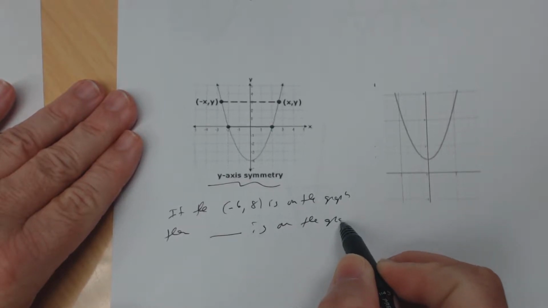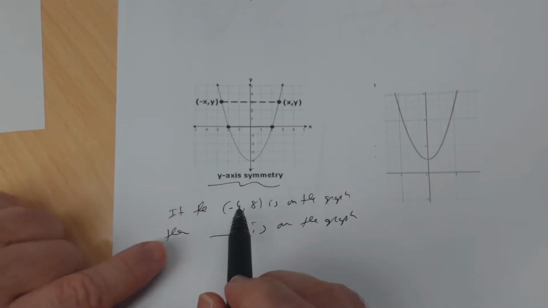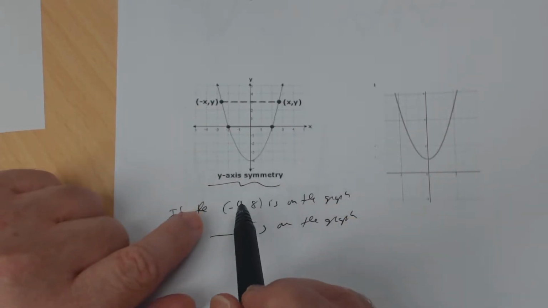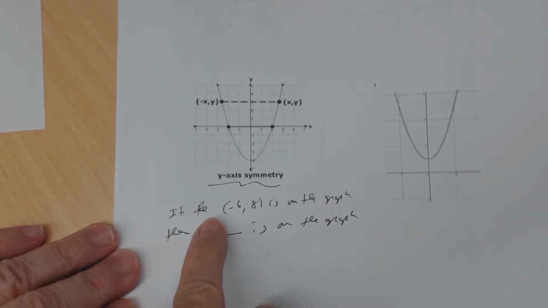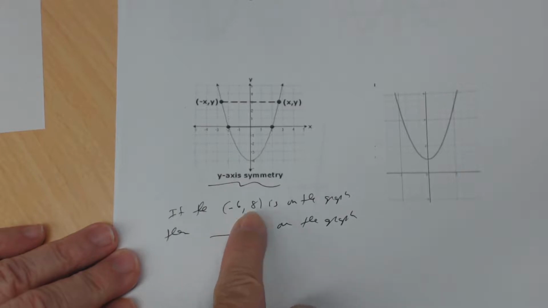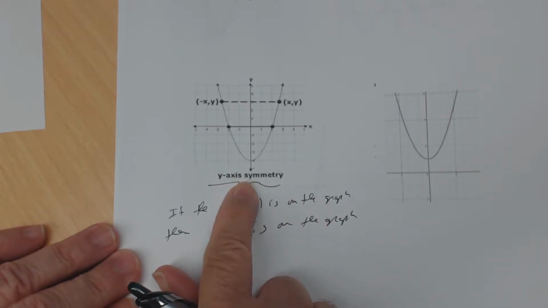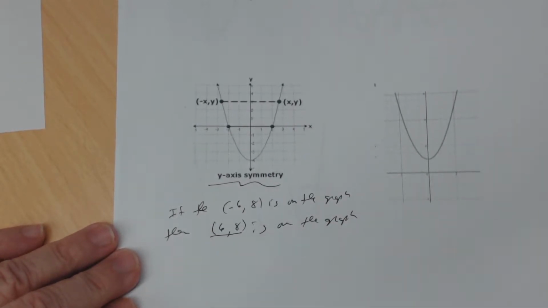All right, so remember, the y coordinates stay the same. The y's are the same. The only difference is that the x's are opposite of each other. So if the point (-6, 8) is on the graph, and this graph is symmetric about the y-axis, then (6, 8) is also on the graph. Okay.